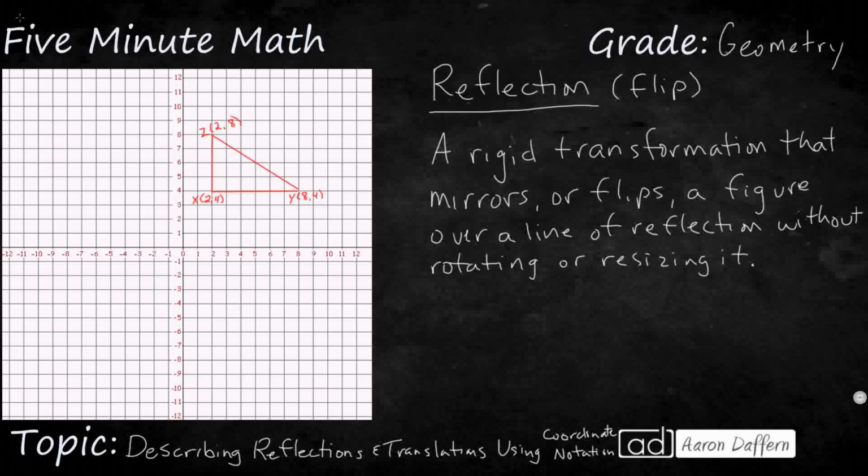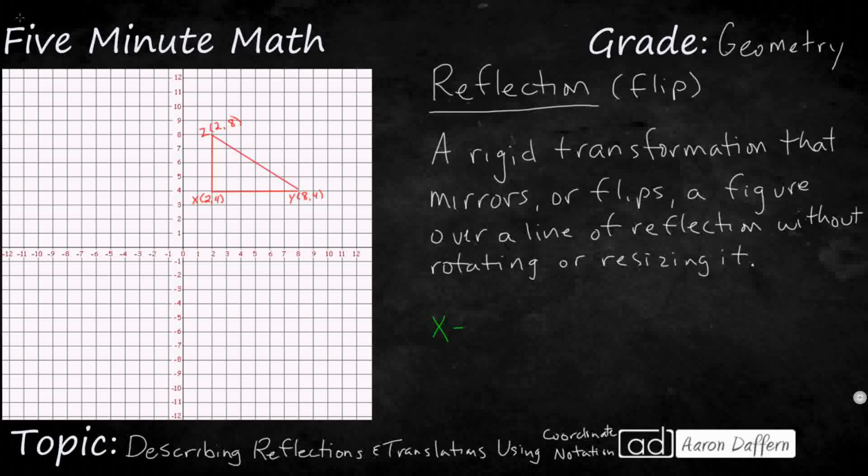Today we are looking at the geometric concept of reflections and translations, specifically how we can describe them using coordinate notation, and we'll do it in 5 minutes or less. So a reflection is a flip. It is a rigid transformation that mirrors a shape over a line of reflection. So let's look at the two most common lines of reflection.